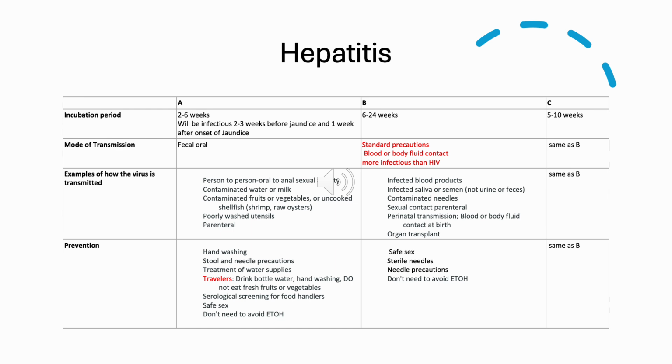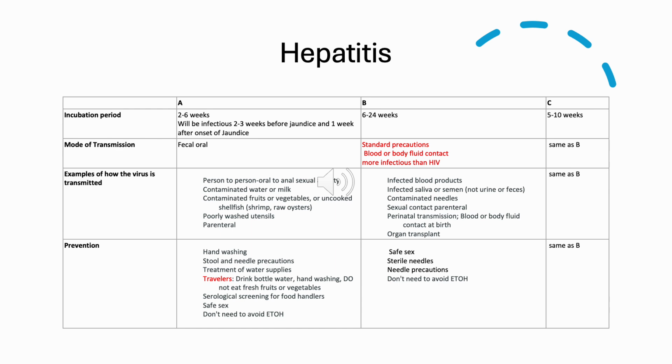Okay, let's talk about hepatitis now. We're going to focus on A, B, and C. These are viral hepatitis types. Your book goes into D and E versions. I'm not going to go into that because D piggybacks on B, so it's the same thing. And E is transmitted the same way as hepatitis A. It's fecal oral. All right.